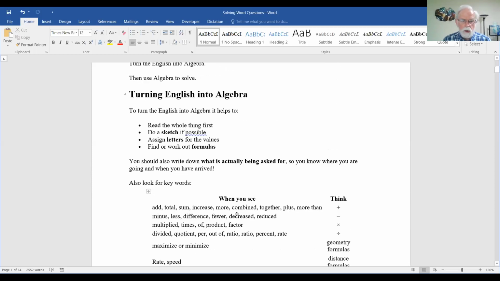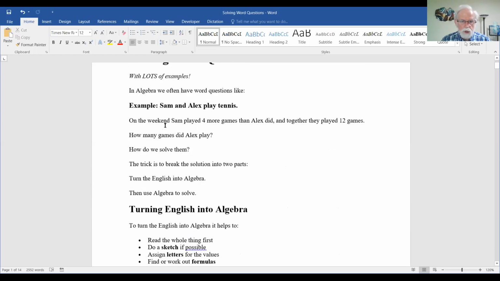In the case of this question up here, Sam played 4 more games than Alex did. So if Alex plays X games, Sam played 4 plus X or X plus 4. Either way, remember, it doesn't matter. Addition works in both directions. And together they played 12 games. So if Alex played X games and Sam played 4 plus X games, then 4 plus X equals 12.